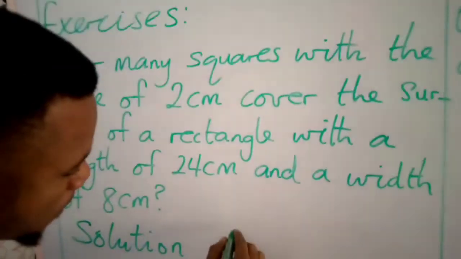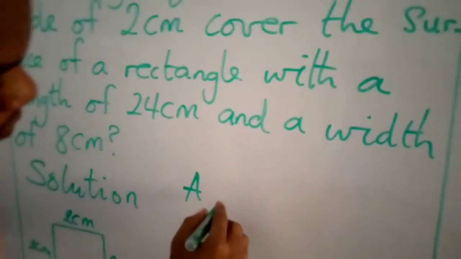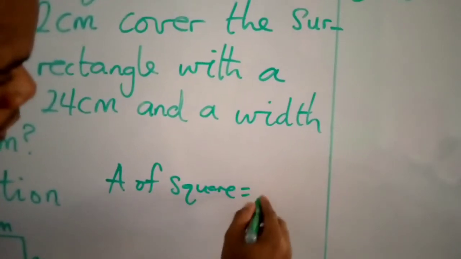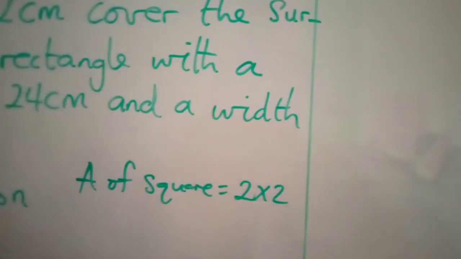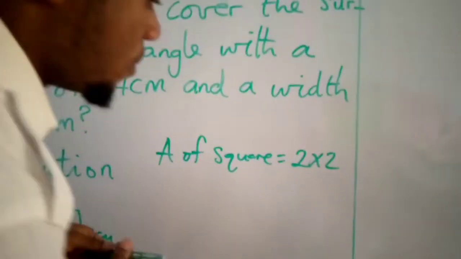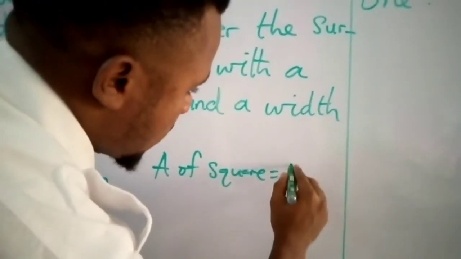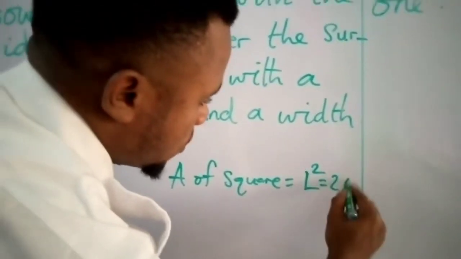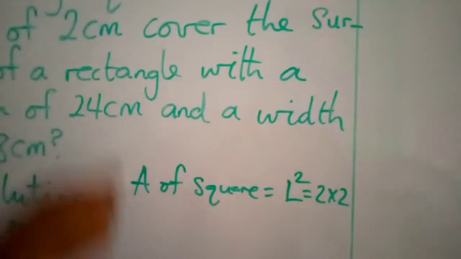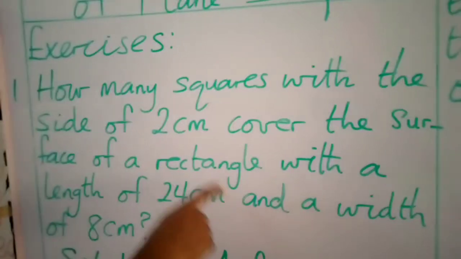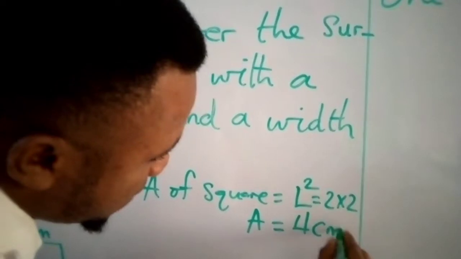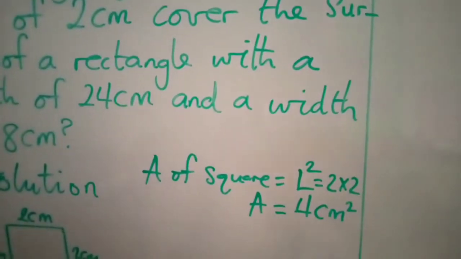We say what? Area of square will be what? 2 times 2. That is L square. Let me just write the formula. L square, which is what? L times L. One L is 2, the other L is 2. So area will be what? 4 centimeters square. Don't forget your square when you're calculating area.